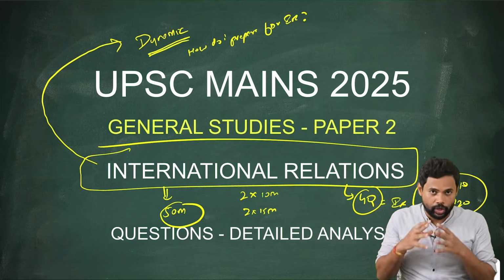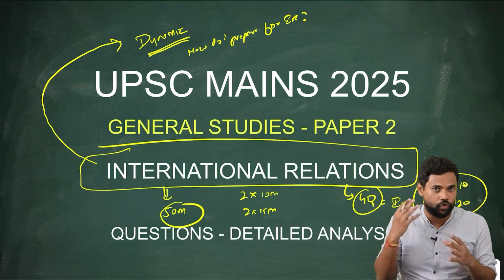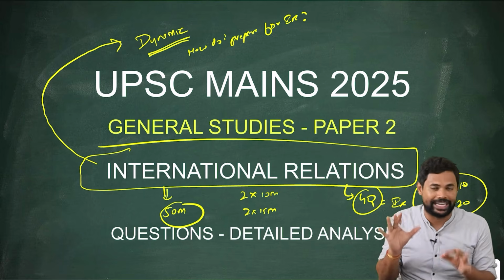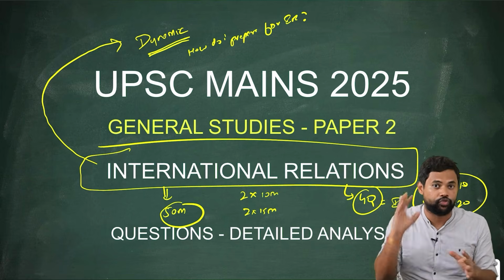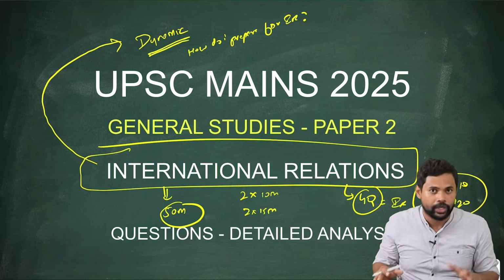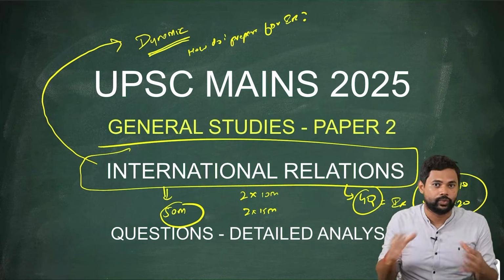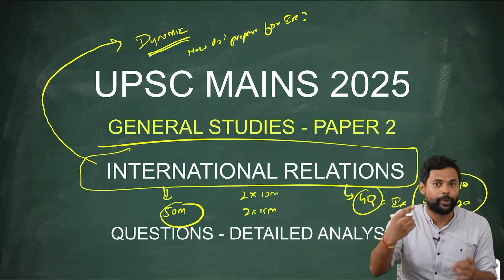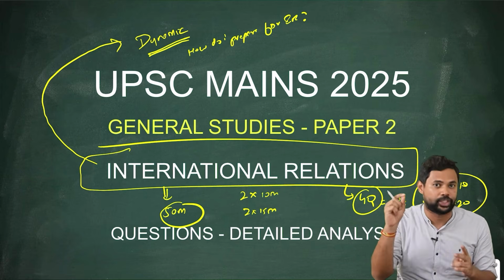Alright, now you understood the weightage of international relations, that is 4 questions, 50 marks. Now, before I jump to how to prepare for international relations, let us just read out the 4 questions that has appeared in this year UPSC Mains 2025. So that once we read out the 4 questions, we will understand what is the mindset of UPSC, what is UPSC thinking, so how should you prepare if you're preparing for the next year UPSC Mains 2026.